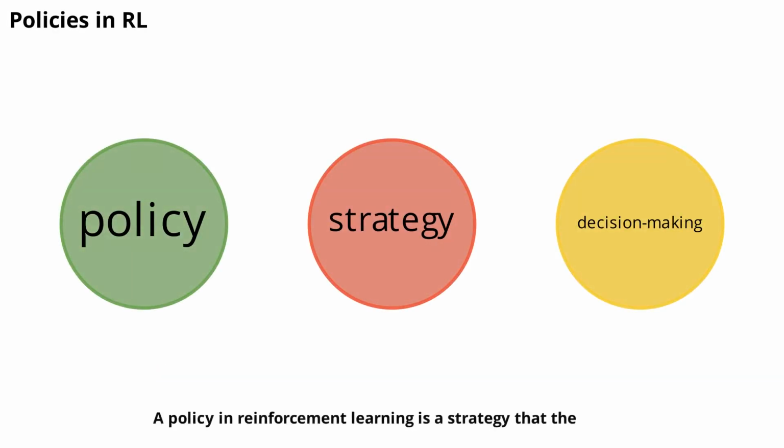A policy in reinforcement learning is a strategy that the agent uses to decide which action to take in each state. Policies can be simple rules or complex functions learned from experience. The quality of the policy determines how well the agent performs. As the agent interacts with the environment and receives feedback, it updates its policy to improve future decisions. Finding the optimal policy is the main challenge in RL.